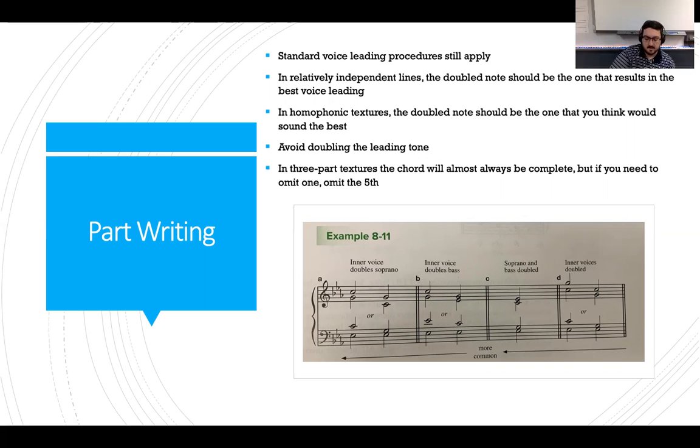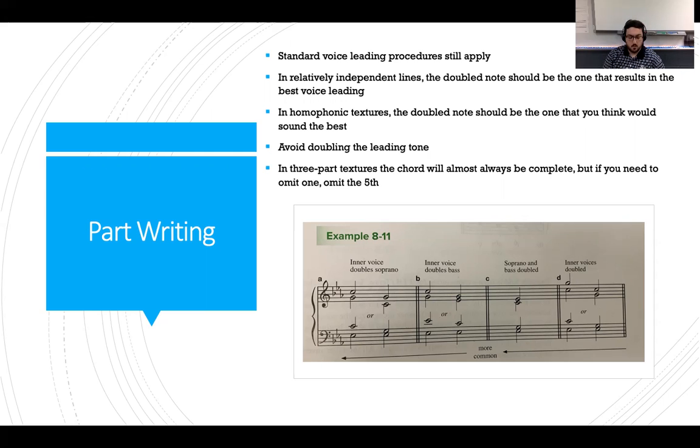Look at this example of 8/11 here. We have options for the double note. Usually an inner voice is going to be one of the voices that's doubled. Inner voice doubling soprano, doubling the bass, soprano and bass doubling, or the inner voices doubling themselves. Working from the right to the left is increasingly more common. So let's start with what's the most common. It's inner voice doubling the soprano.